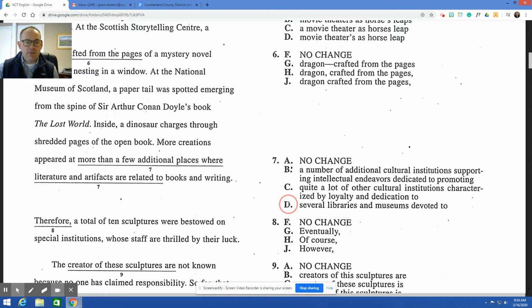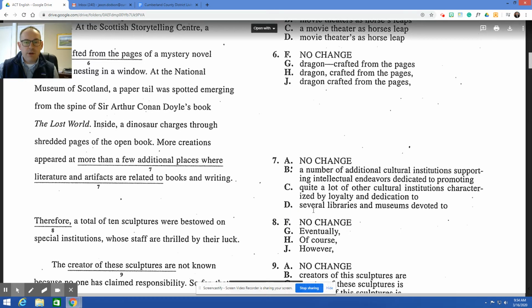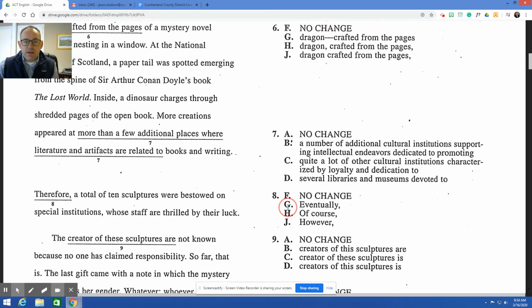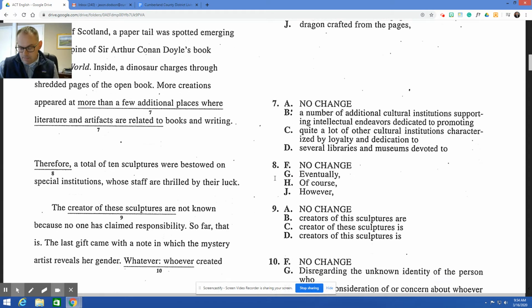Let's plug it in and see if it works. More creations appeared at several libraries and museums devoted to books and writing. It's clear, it's concise, it's grammatically correct. That choice doesn't inadvertently create a fragment or a run-on in the sentence, so D is the correct choice.